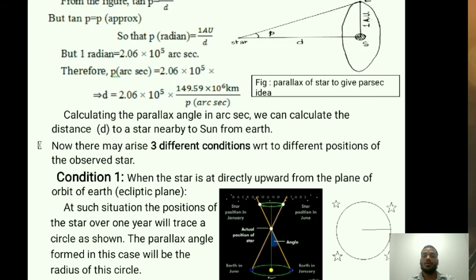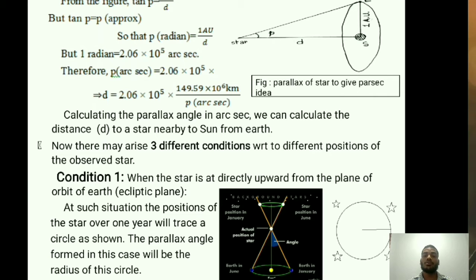Now we can show it with this diagram, and after that we can modify such diagram like this, and it will form a right angle triangle as shown here. And from the diagram we can see tan p is equal to 1 AU by D, where the angle is so small, so we can use tan p is equal to p also. So p radian is equal to 1 AU by D, but 1 radian is equal to 2.06 into 10 to the power 5 arc second.